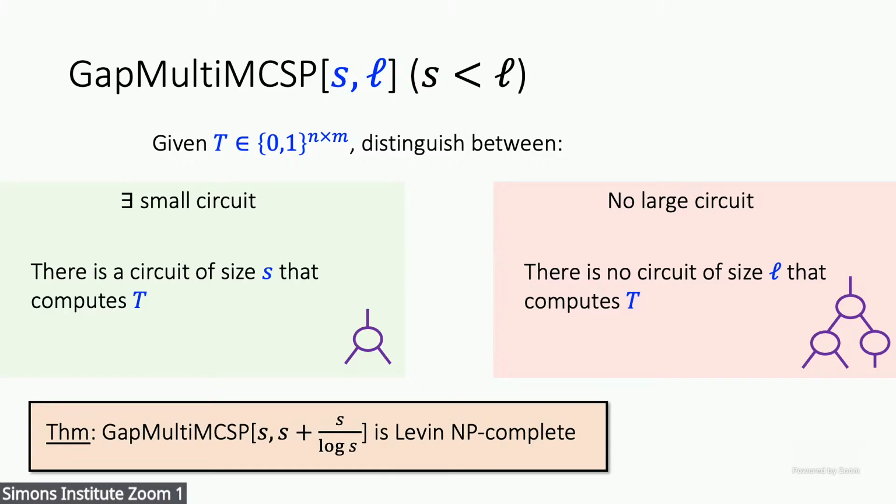So how multi is the multi? Here it's m. Most of the gates in the circuit are output gates. Okay, so this is the multi.